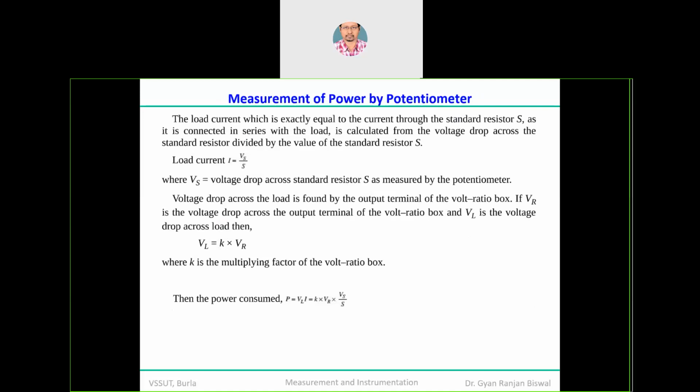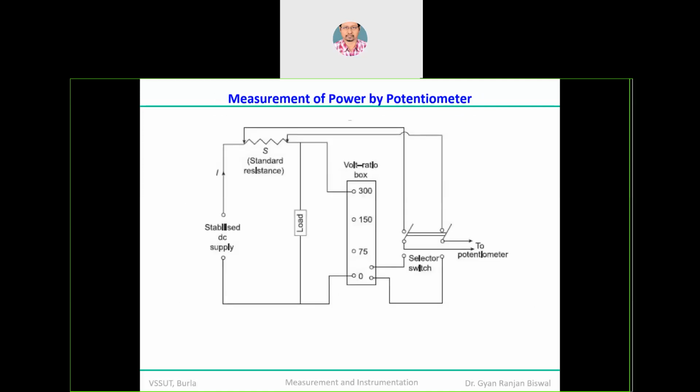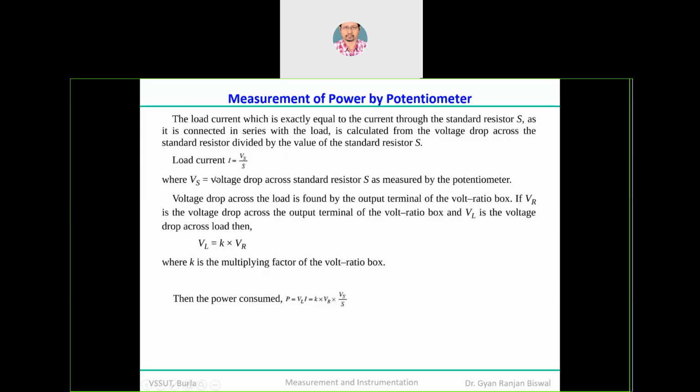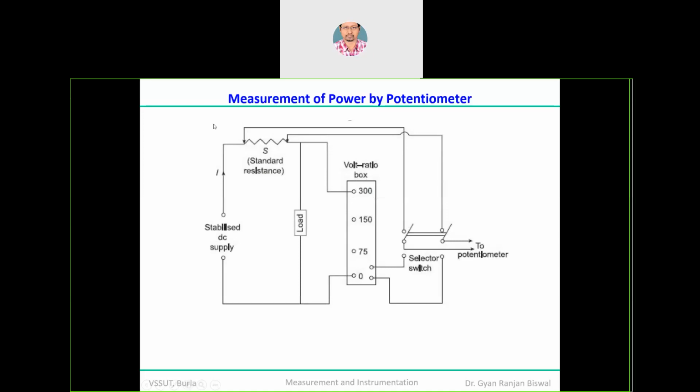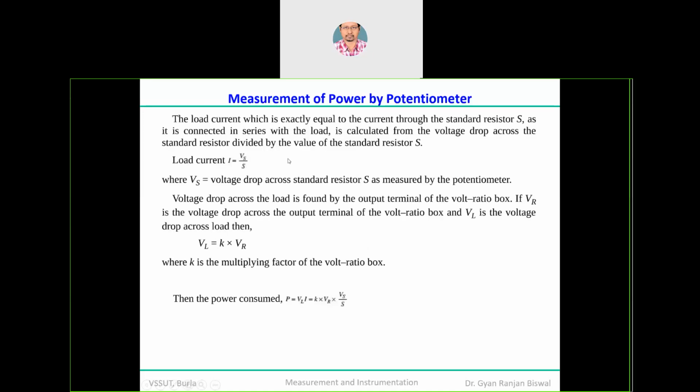So what do you do about the power? In the case of power, you need two things, current and voltage. We can do it using this standard arrangement. It is nothing but the combination of the voltage ratio box. The voltage ratio box will give you the unknown value of the resistance. This left hand side arrangement will give you the value of the current I under measurement. So the load current I is equal to VS by S, where S is the resistance of the standard resistor. So with VS by S, the load current is now known.